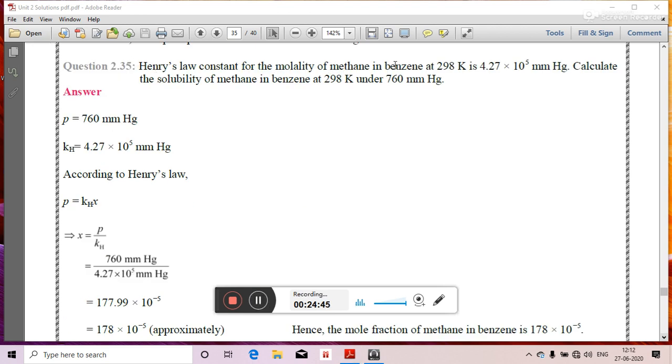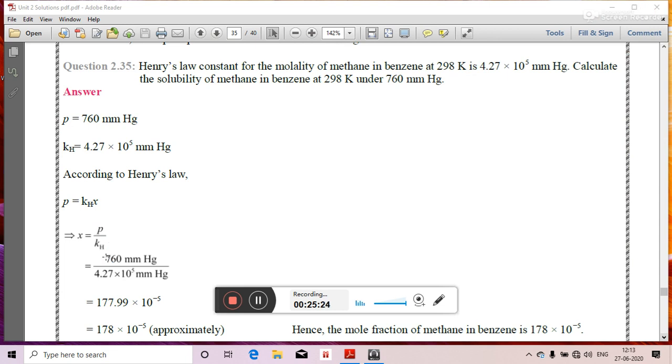Henry's law constant for the molality of methane in benzene at 298 Kelvin is 4.27 into 10 raised to 5 millimeter mercury. Calculate the solubility of methane in benzene at 298 Kelvin under 760 mm of mercury. So partial pressure is equal to 760 millimeter of mercury, Kh equal to 4.27 into 10 raised to 5 millimeter of mercury. According to Henry's law, P equal to Kh into X. So X equal to P upon Kh.